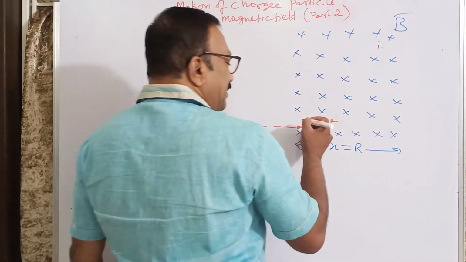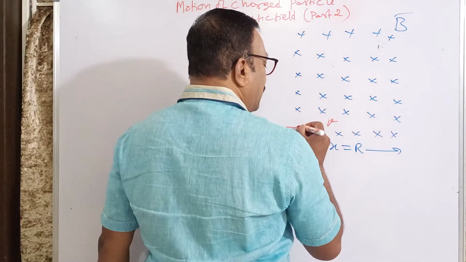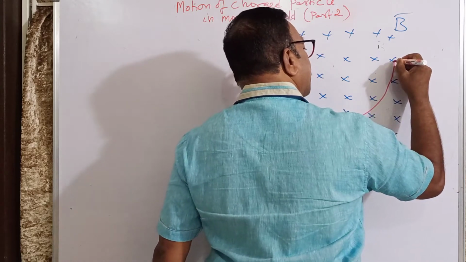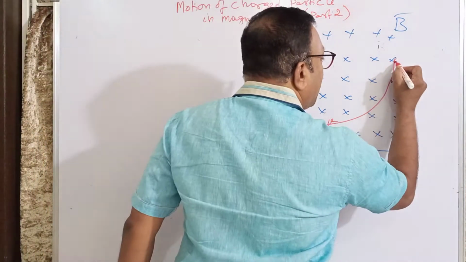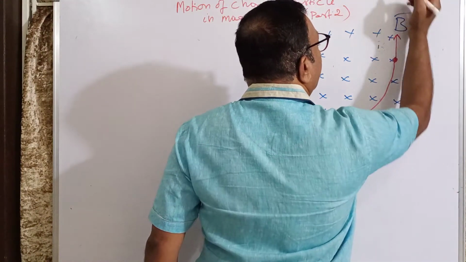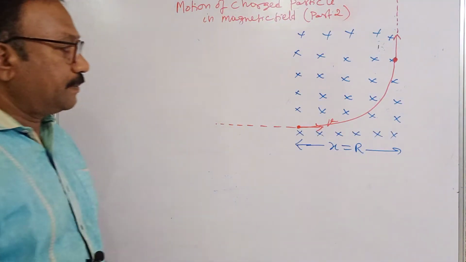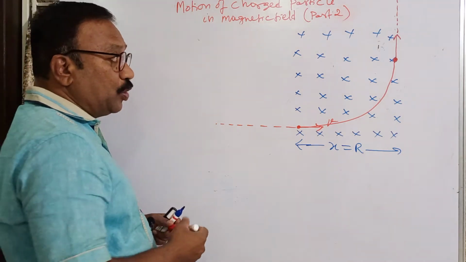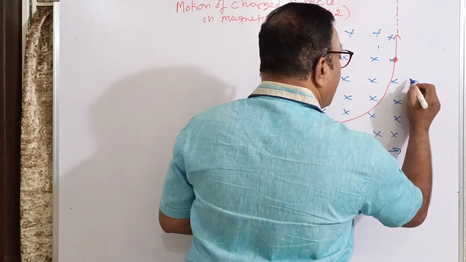So then what happens is, because it is exactly equal to the radius, we can always prove that the particle will travel like this. Then from here, it will go out like this, okay? And then it will travel out. So, how will you interpret this now? This is the magnetic field, B bar.